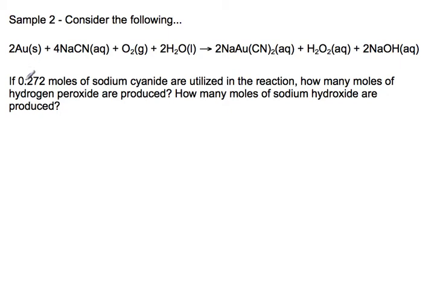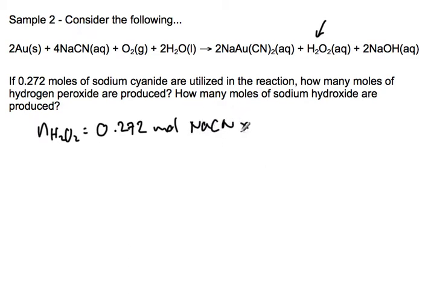So 2.72 moles of sodium cyanide is utilized in a reaction. How many moles of hydrogen peroxide are produced? This is hydrogen peroxide. So for that first example, what are we looking for? Number of moles H2O2 equals 0.272 moles sodium cyanide. This is sodium cyanide, NaCN.